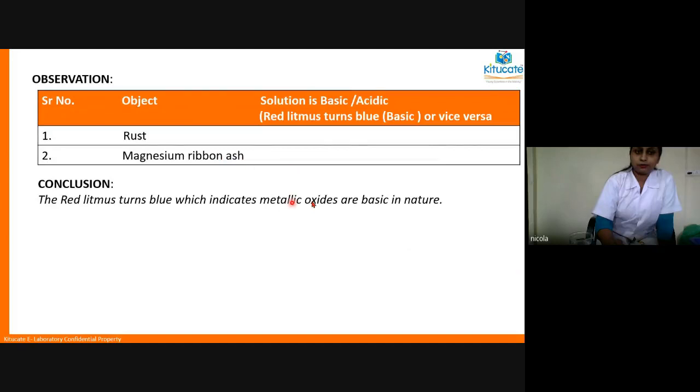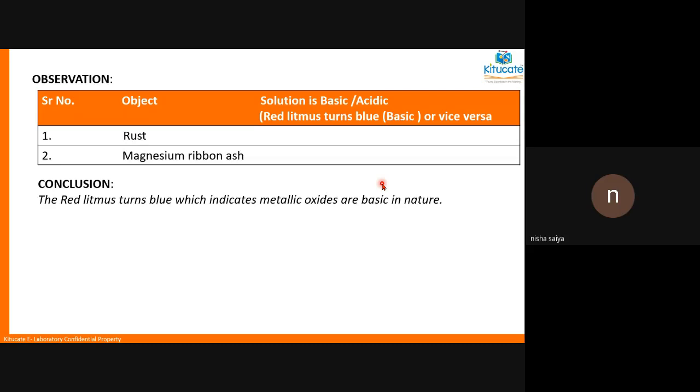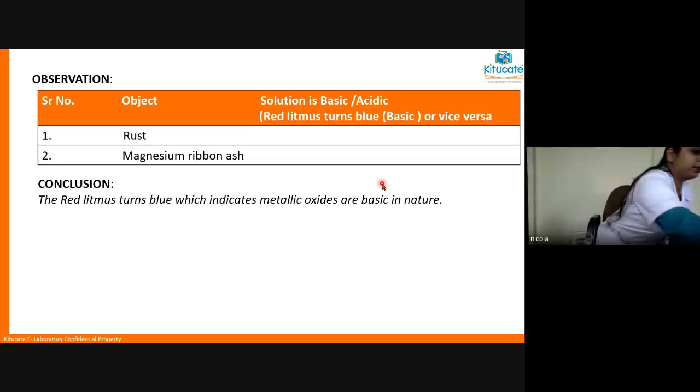All right. You all can even try it with rust. You can suspend rust in water, and it can be tried with the litmus paper, or you can also try it with turmeric paper. Have you ever prepared turmeric paper? Turmeric is also an indicator. Have you all prepared turmeric paper anytime? No. Okay. Let us try it with turmeric paper once also.